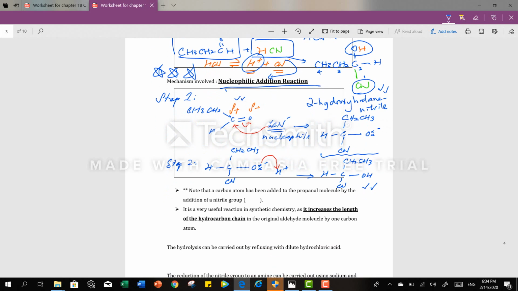Okay, now when you compare the reactant and product, you will find that originally there are 1, 2, 3 carbons, right? But in the end it is 1, 2, 3, 4 carbons. So this is a very important reaction in organic synthesis because you can lengthen the main chain of the carbon compound. Okay, now it looks that a carbon atom has been added to the propanol by the addition of a nitrile group. Okay, so it's very important in synthetic chemistry. That increases the length. Okay.